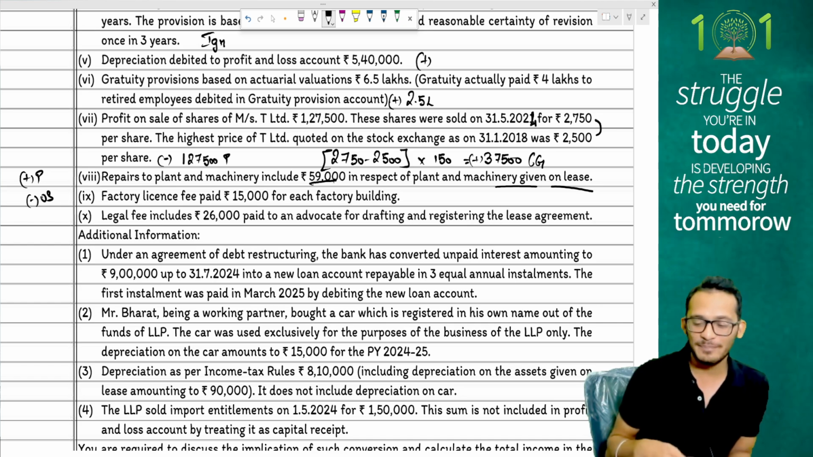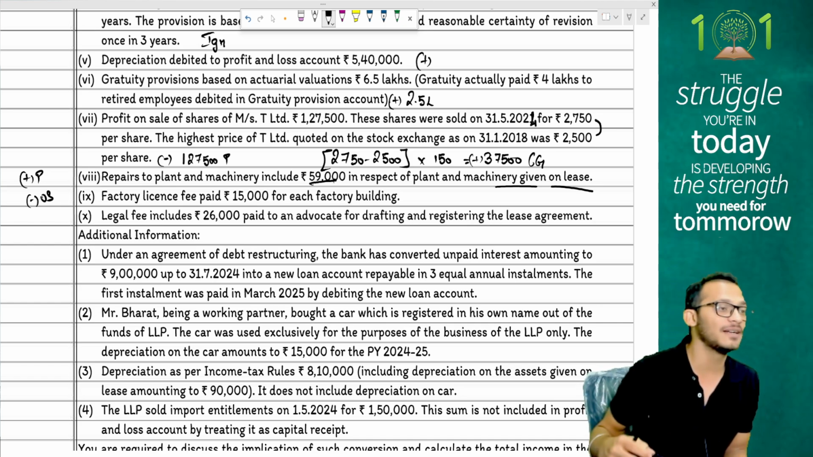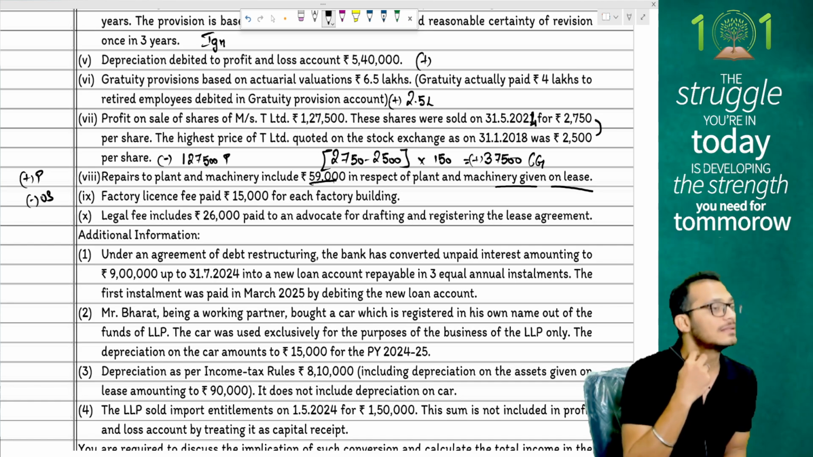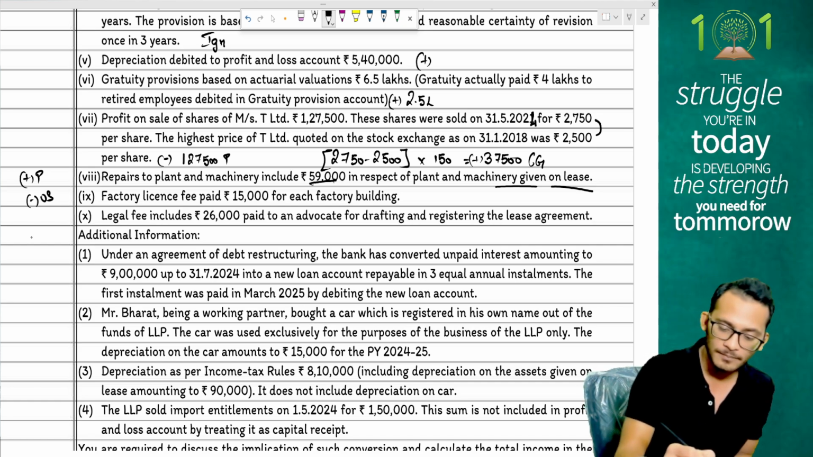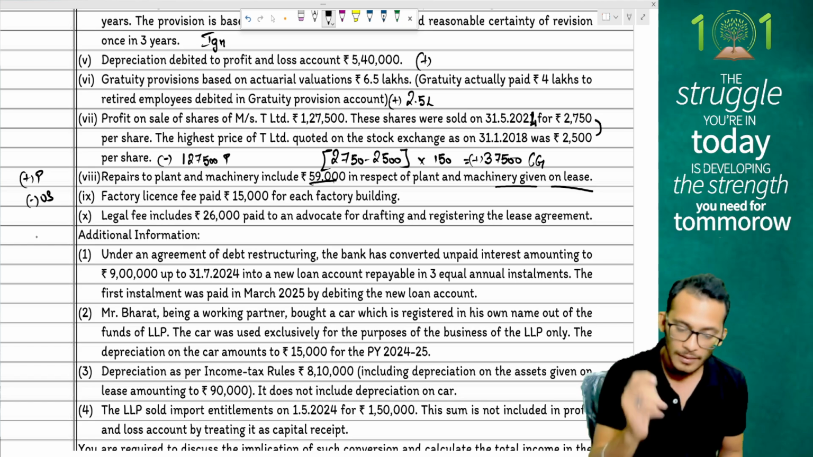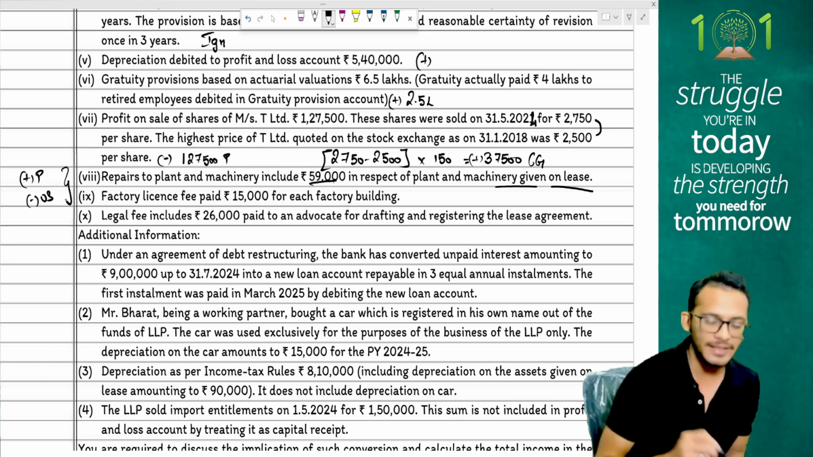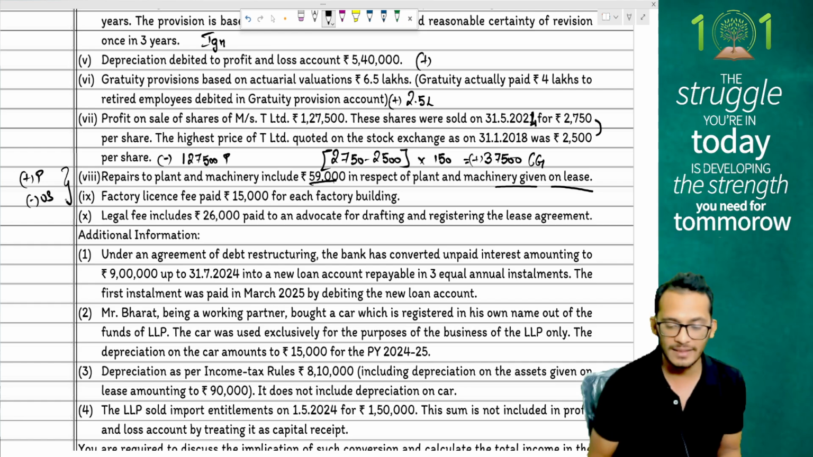Factory license fees paid of 15,000 rupees for each factory building. People, this is also the same as above. So therefore, first disallow it in PGBP and take it to OS. Take it to OS. That is what will be done.